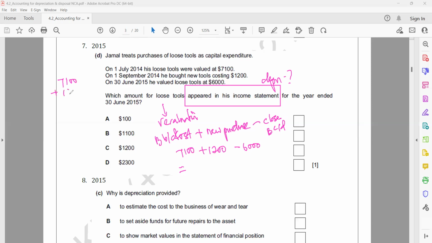7,100, 1,200, 8,300, minus 6,000, 3,002. The depreciation should be 2,003.